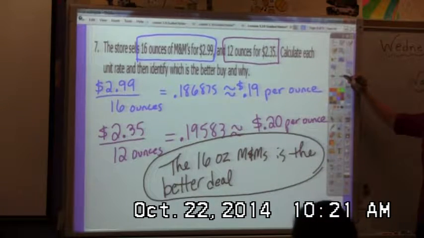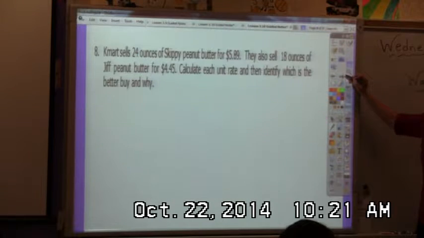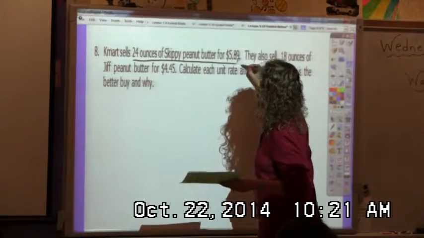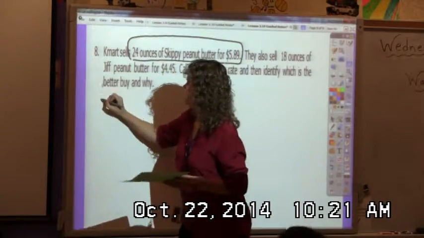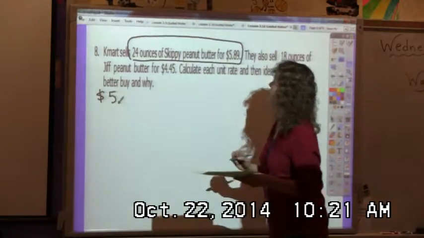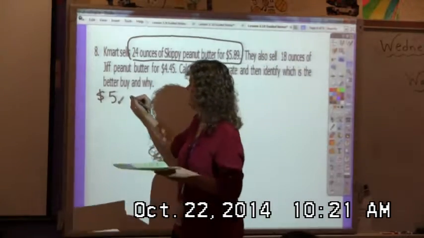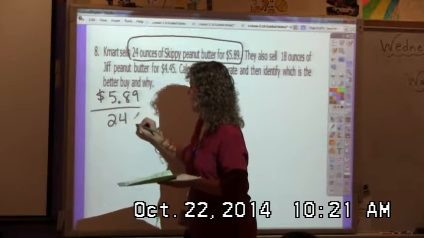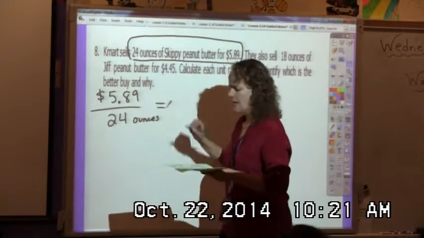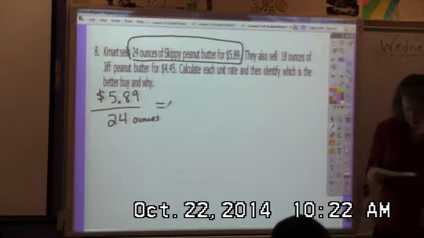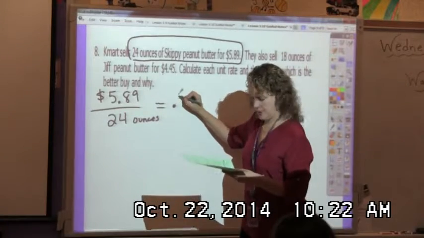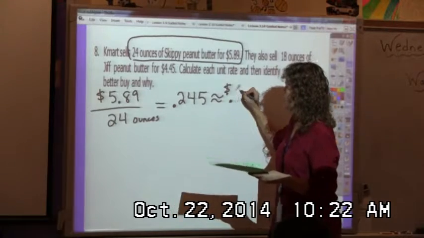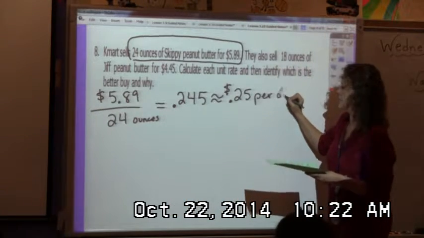All right. Number 8. I want to buy some peanut butter. My first option is here. $5.89 for 24 ounces of Skippy peanut butter. Money goes on top, 24 ounces goes on the bottom, and you can punch that into your calculator. Now, on your screen, you have 0.245, which is approximately 25 cents per ounce.